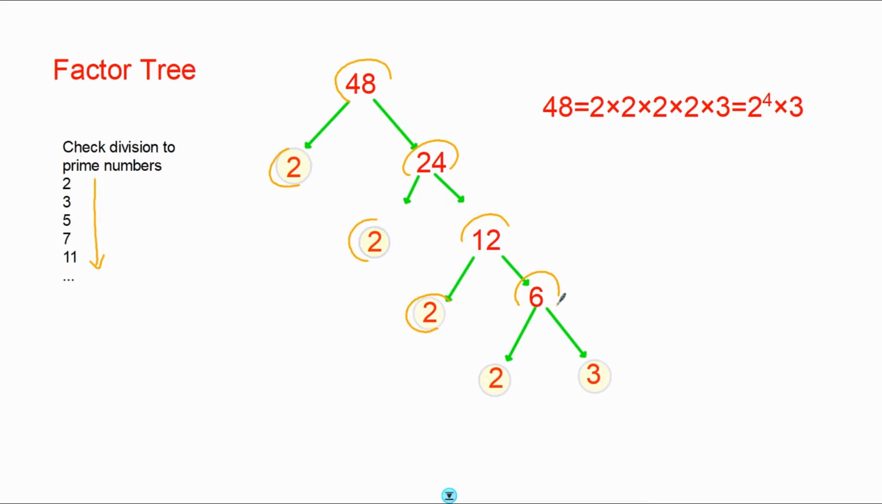And now when we come to the 6, is it divisible by 2? Again, yes. So that would be 2, and this would be 3. And the 3 itself is the prime number. So we have to stop at this point.